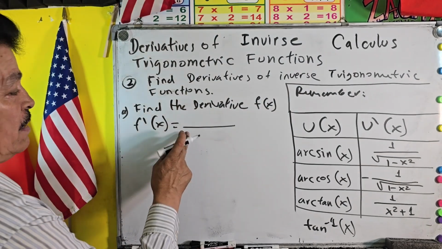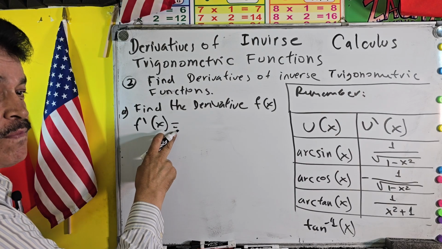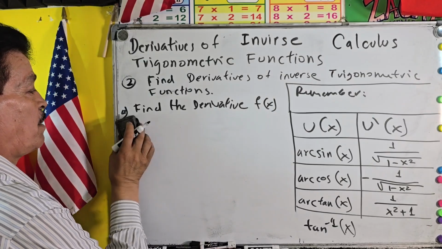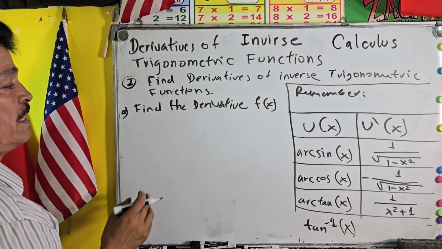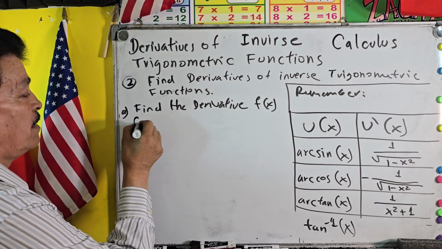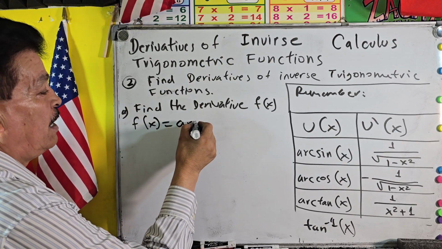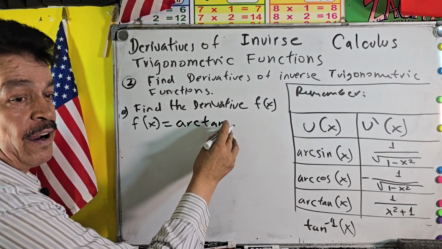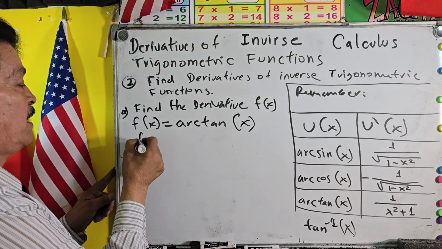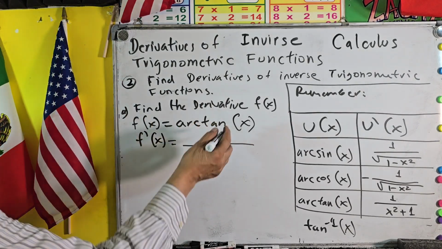Okay, so let's write a picture of the problem here. Our problem is f of x equals arctan of x. This is the problem that we have to solve. So we have to find the derivative of f of x right here.